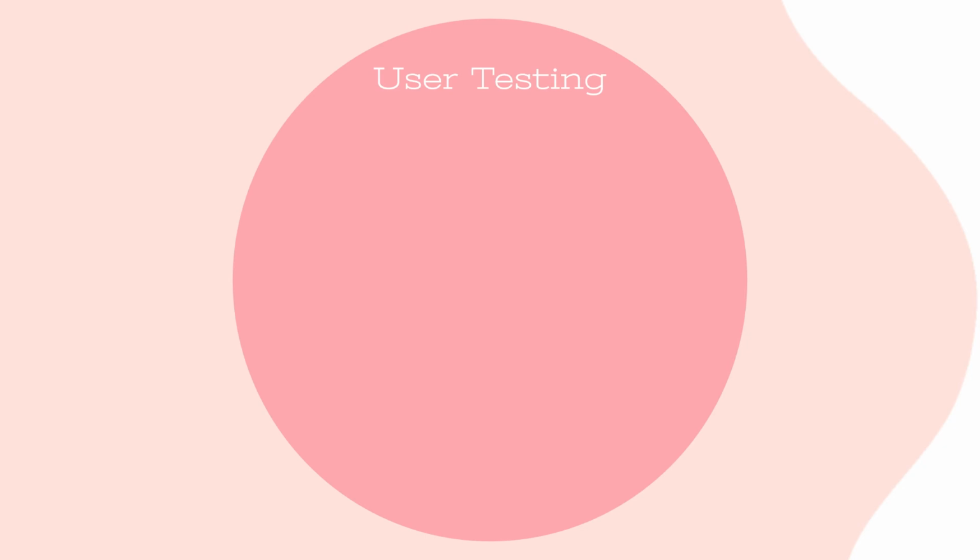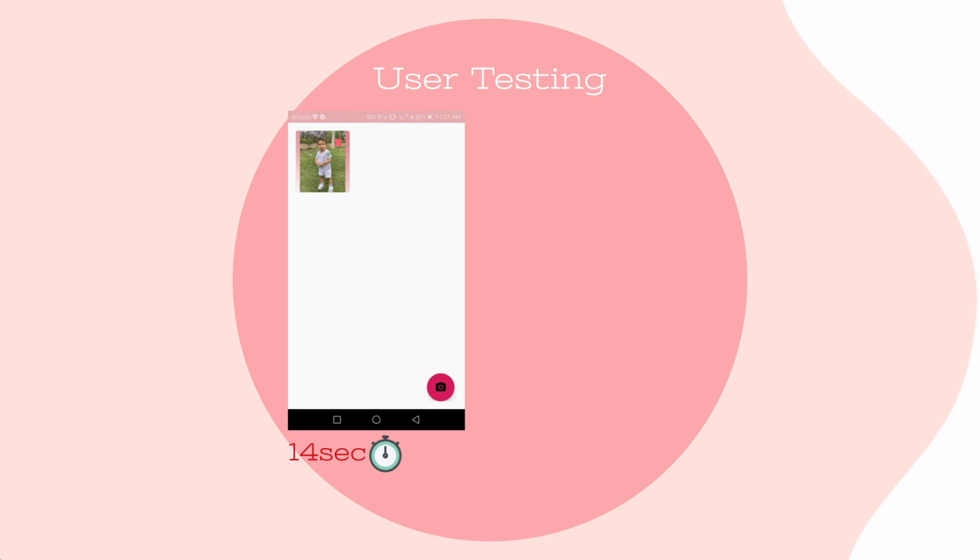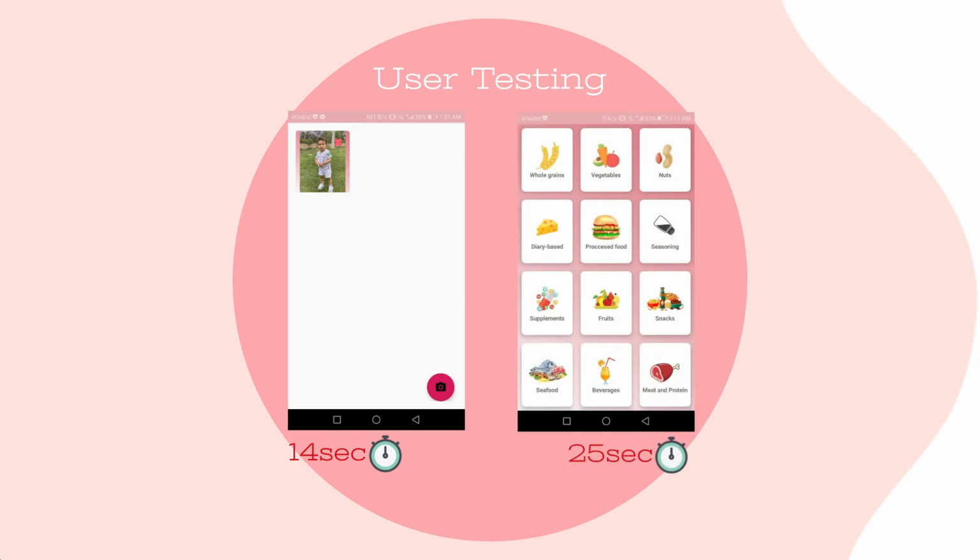So, we conducted user testing, where we set a task to mothers and record the time they take on average to complete. When we asked them to add a photo of their children, they took only 14 seconds. And when we asked them to find out if a certain food is good or bad for their child, they only took 25 seconds, although they were choosing among 57 food types, and it was their first time to use the app.